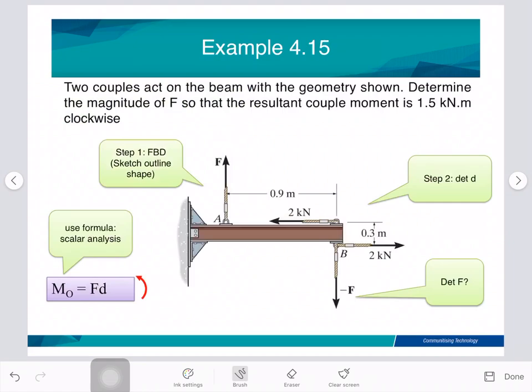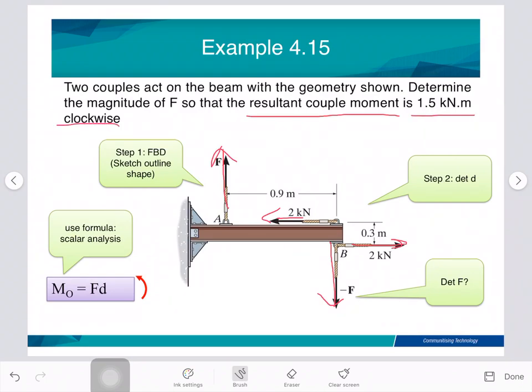First, we need to analyze what information is given. Based on the figure, we have two parallel forces F. We have F and another F, which is given as 2 kilonewton and is horizontal. So the vertical F, we need to find out its value. And then the question also gives us a resultant couple moment of 1.5 kilonewton meter clockwise.